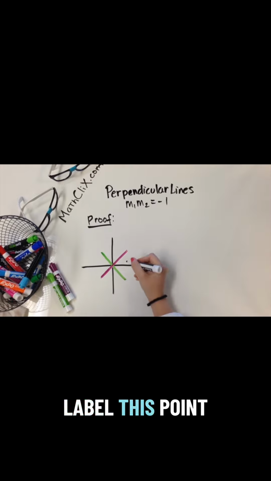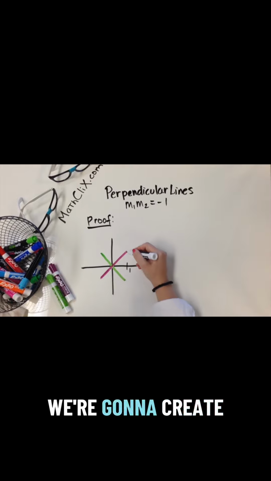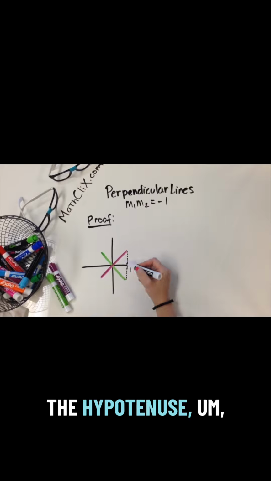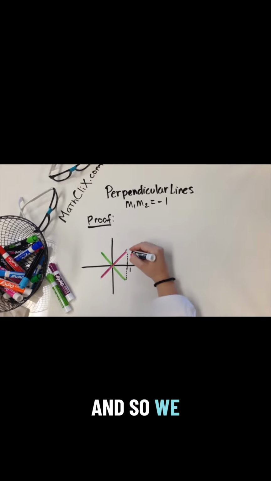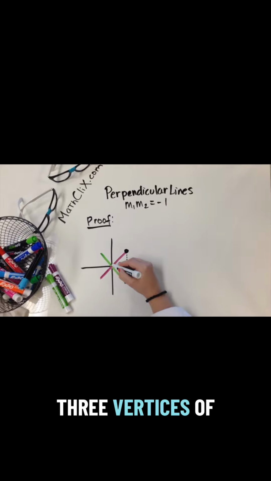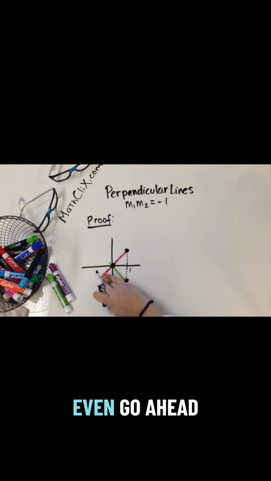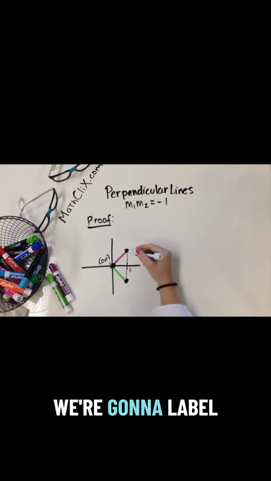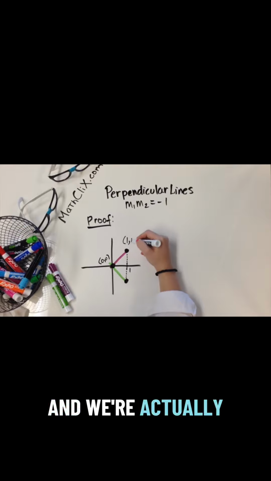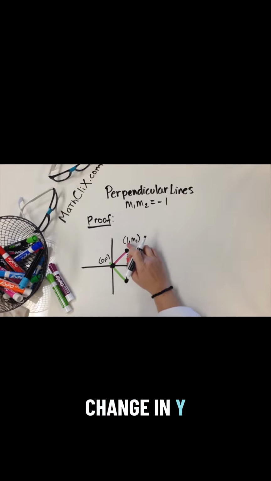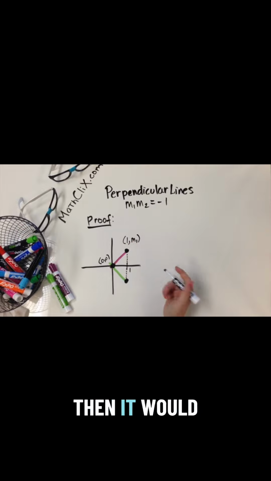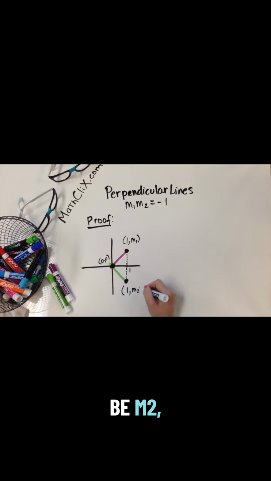Then we're going to label this point 1. And we're going to create a triangle, which would be the hypotenuse, assuming this would be our right angle, since these two lines are supposed to be perpendicular. And so we would now have 3 vertices of our triangle, and we can call this the origin, (0, 0). We're going to label this point as having an x-coordinate of 1, and we're going to label this y-coordinate as m1, since m1 would be the slope of the purple line, and it's the change in y over change in x, which if the change in x is just 1, would just be m1. Down here would be m2, 1 and 2.